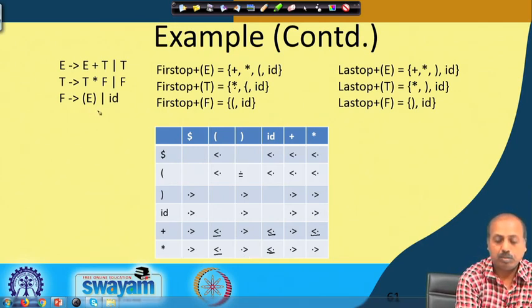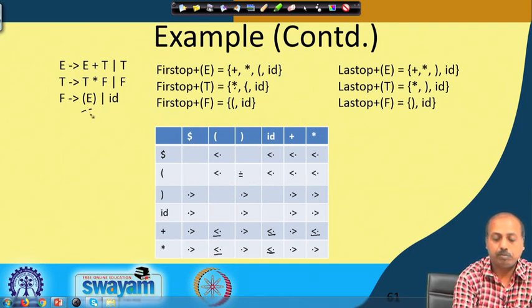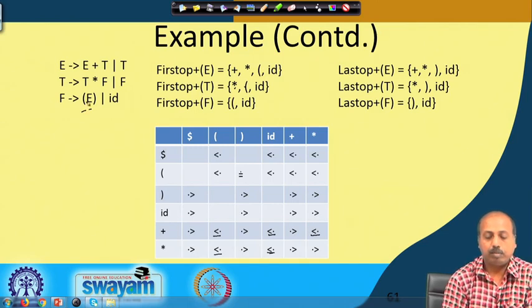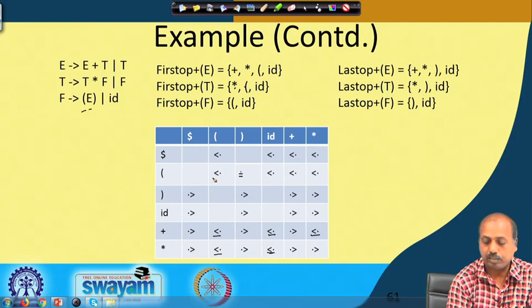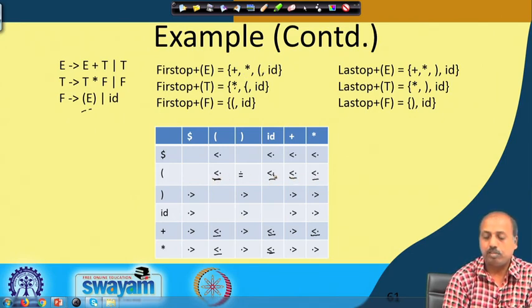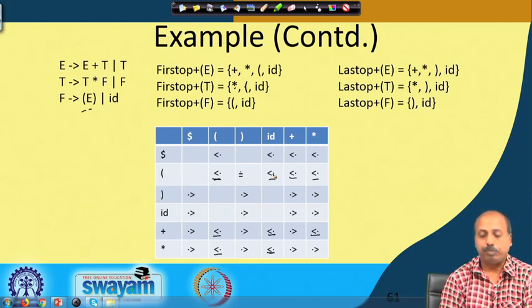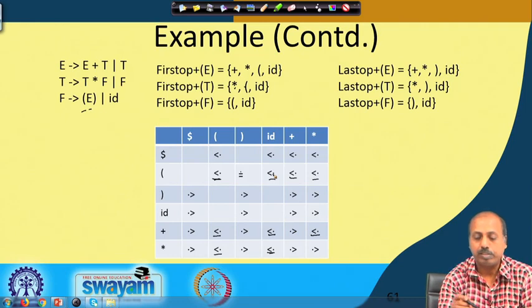Then coming to this rule, open parenthesis and E, so open parenthesis should be of lower precedence than all the symbols in the first of plus of E. So, open parenthesis is of lower precedence than plus, star, open parenthesis and ID. So, it is less than all of them. So, that finishes completely applying the first of rules.